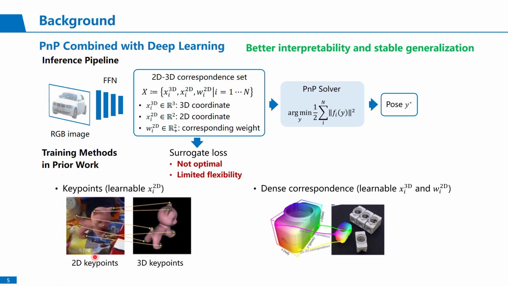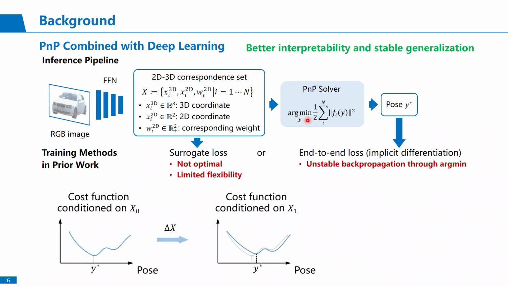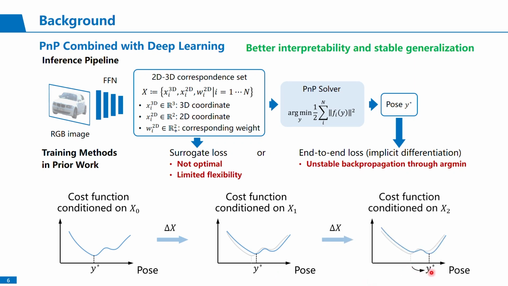What if we don't know the object shape at all, and all these intermediate variables have to be learned from scratch? That brings our attention to the end-to-end pose loss, which backpropagates through the optimization layer via implicit differentiation. The training is still very unstable since the argmin function is generally non-differentiable. Here is an illustration of this issue. A change in the correspondence x will cause a change of the cost function, hence a change of the optimal pose y star. But sometimes the change is discontinuous as the global optimum jumps from one mode to another.